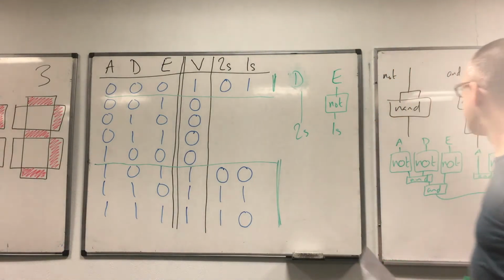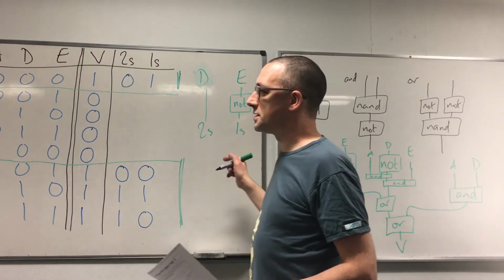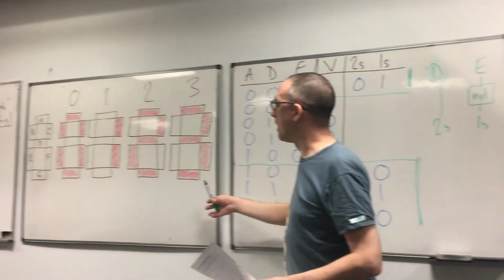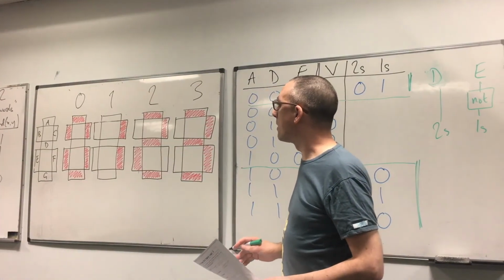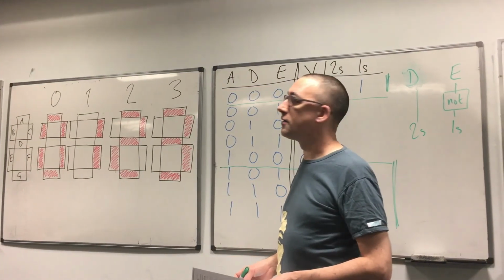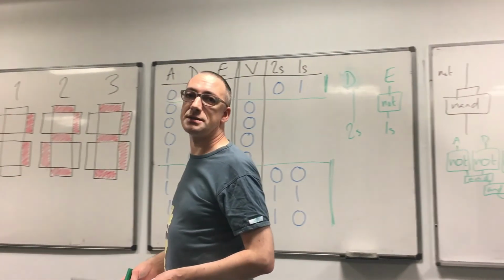So we've built the circuits for V and 2's and 1's that detect, we hope, when the 7-cell display is showing us a number, at least as far as we can tell from signals A, D, and E. That's the question finished.